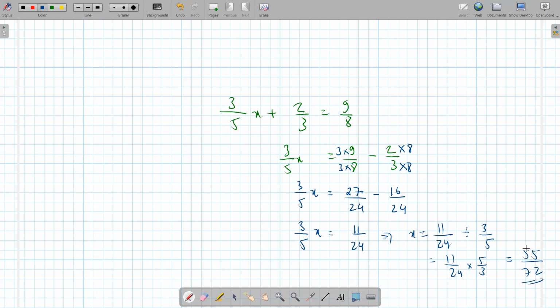How did I know that so quick? 55 is divisible by 5 and 11 only. And 72 is not divisible by either one of those. That's why.